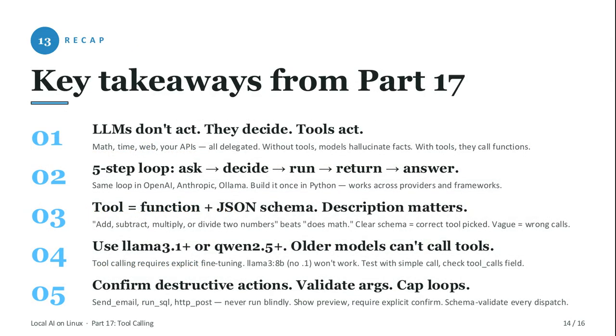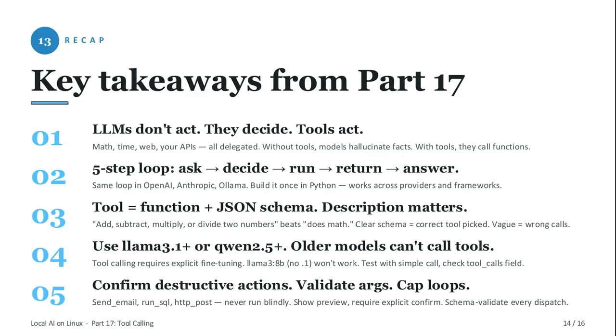So let's pull the threads together. LLMs decide, tools act. That's the whole shift. The loop is always the same 5 steps. Ask, decide, run, return, answer. A tool is a function plus a clear JSON schema, and the description is what the model actually reads, so write it like you mean it.